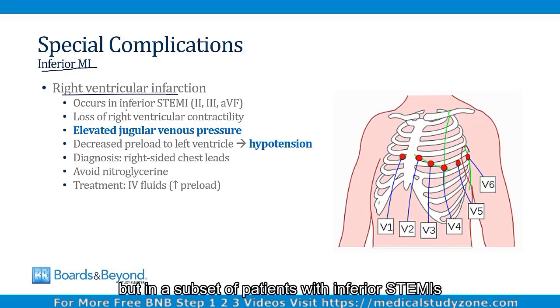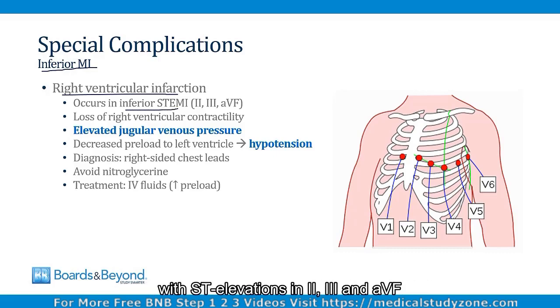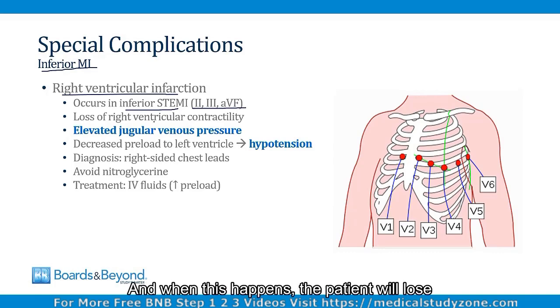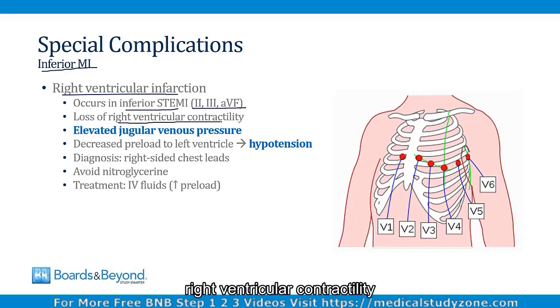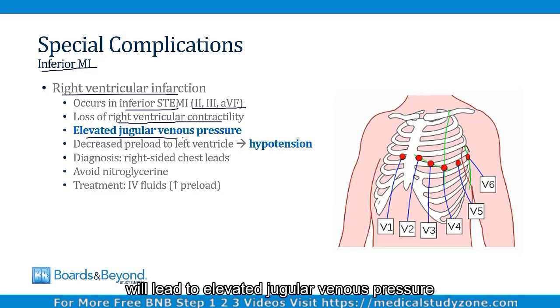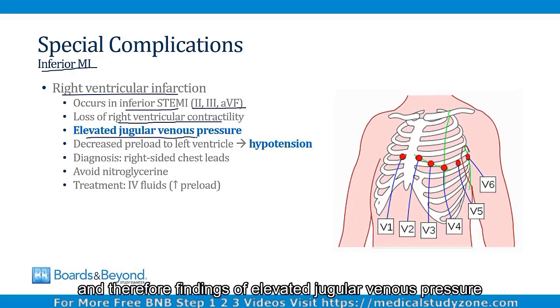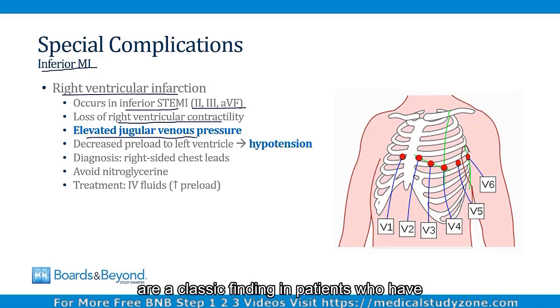But in a subset of patients with inferior STEMIs with ST elevations in 2, 3, and AVF, the right ventricle will also be affected. This means that these patients, in addition to having ischemia of the inferior wall of the left ventricle, will also have ischemia of the right ventricle. And when this happens, the patient will lose right ventricular contractility, and the loss of right ventricular contractility will lead to elevated jugular venous pressure, and therefore findings of elevated jugular venous pressure are a classic finding in patients who have a right ventricular infarction.